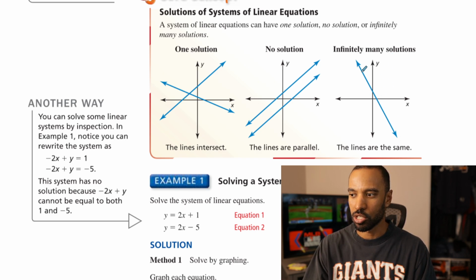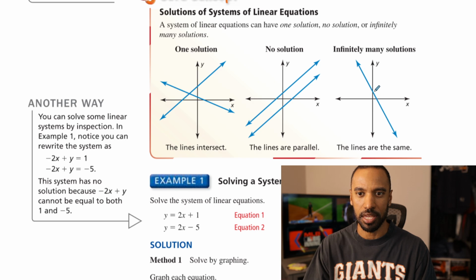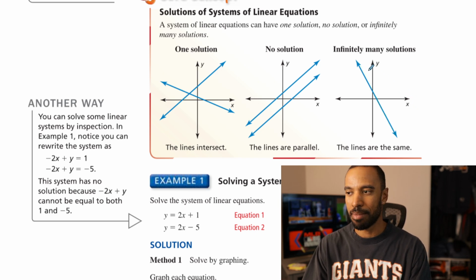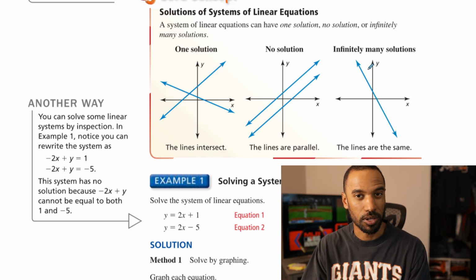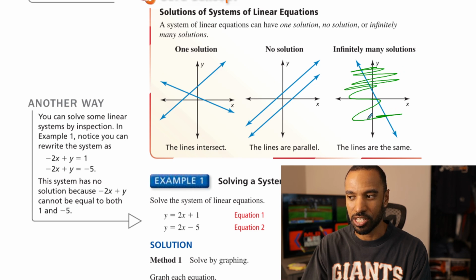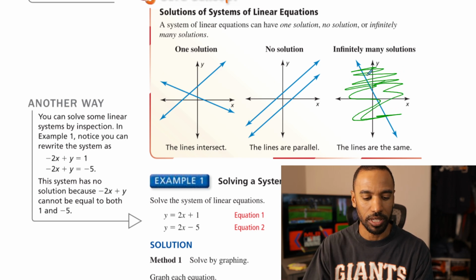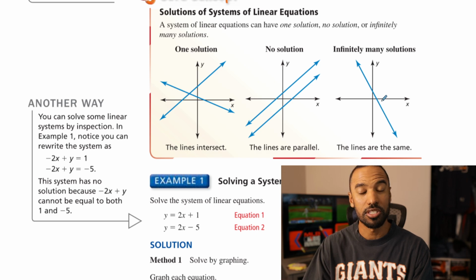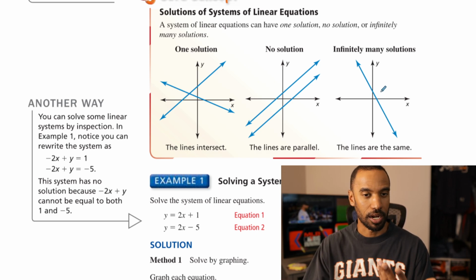But infinitely many solutions, pretend like there's one line on top of the other. They say the lines are the same. There's a blue line, and right above it is this green line right here, right? Infinitely many solutions. It doesn't mean all real numbers, right? You can't plug in any x, any y on the graphing plane, just only the x's and y's that are on the line, but it's still infinitely many. Not just one, and obviously not zero.